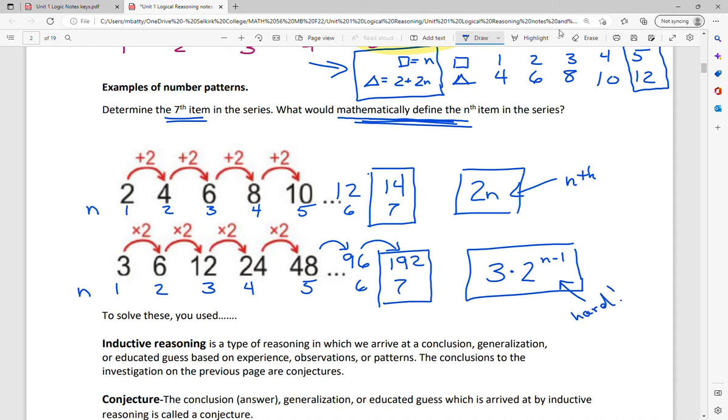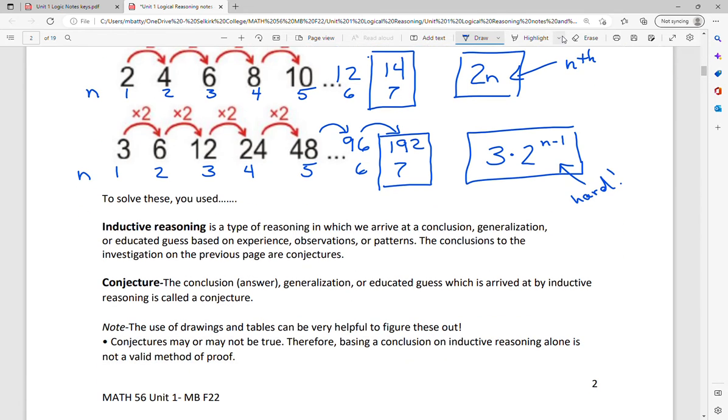Go ahead and test it though. See if I'm right. I actually caught a mistake when I was making this video on one of these. So I think I've got them right now. So to solve these, whether you solve them with pictures or you were even testing my answers, you're using inductive reasoning. It's a kind of reasoning that allows us to arrive at a conclusion, a generalization, or an educated guess.